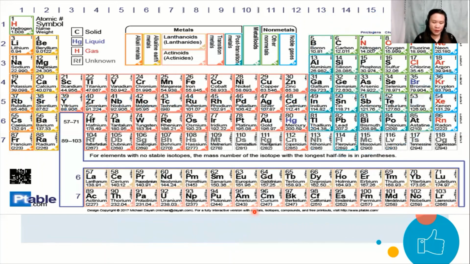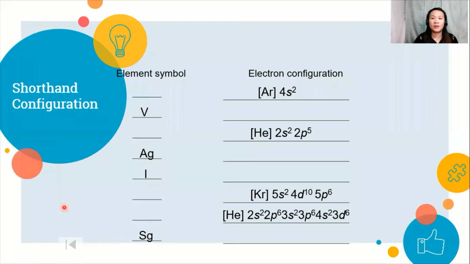Okay, so now let's try again these different elements. This will be your practice. We already did the first 4: calcium, vanadium, fluorine, silver, and iodine. So your practice will be the next 3 different elements. You have to find out which element is this, which element is this, and then you have to write the correct shorthand configuration, and the electron configuration for this element.